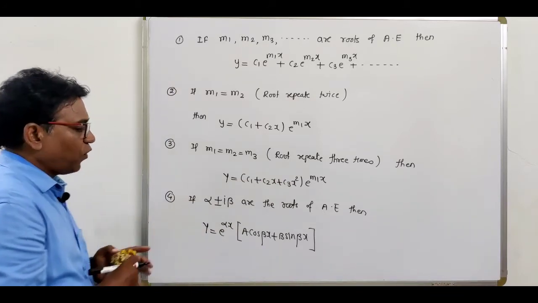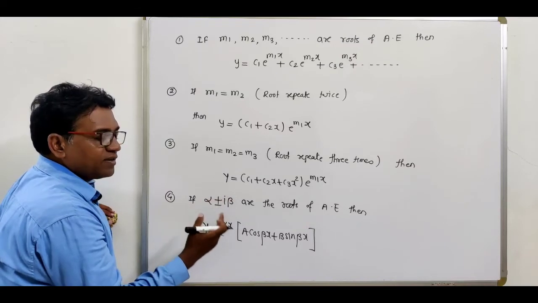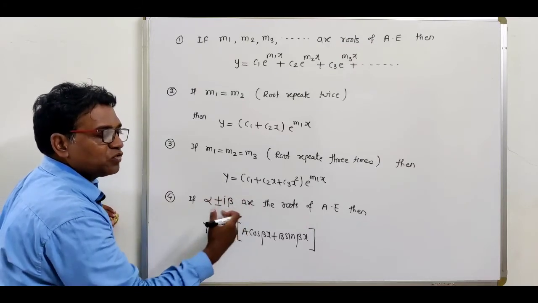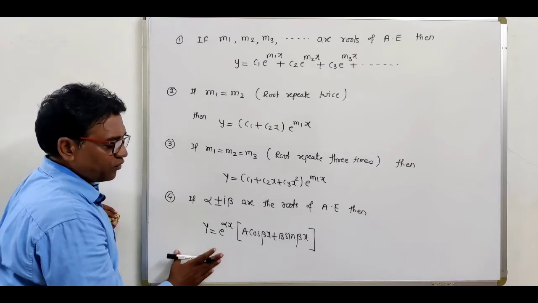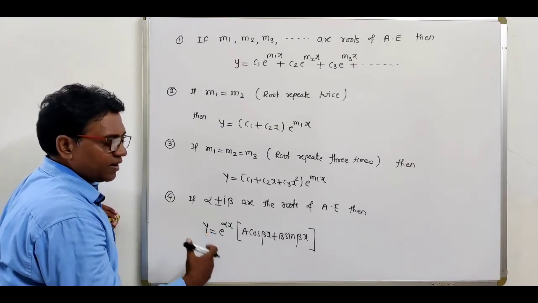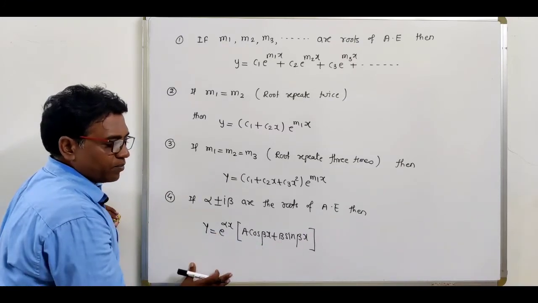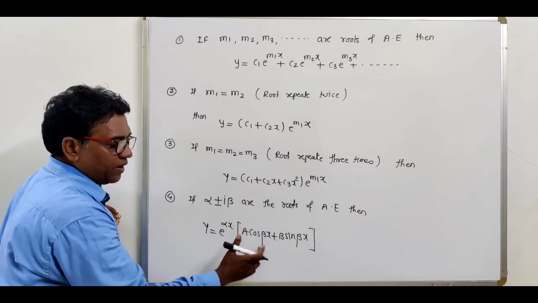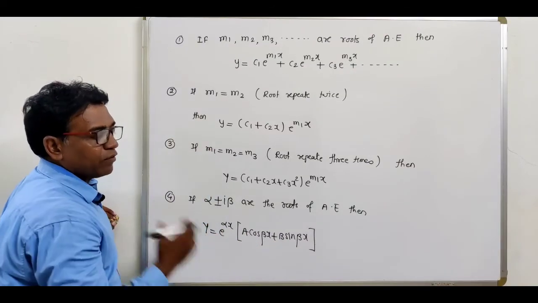And this is the fourth formula. If alpha ± i beta are the complex roots of the auxiliary equation, then its general solution is given by the formula y = e^(alpha x) (a cos beta x + b sin beta x). Instead of a and b, we can use the notation c1 and c2 also. So remember these 4 formulas.